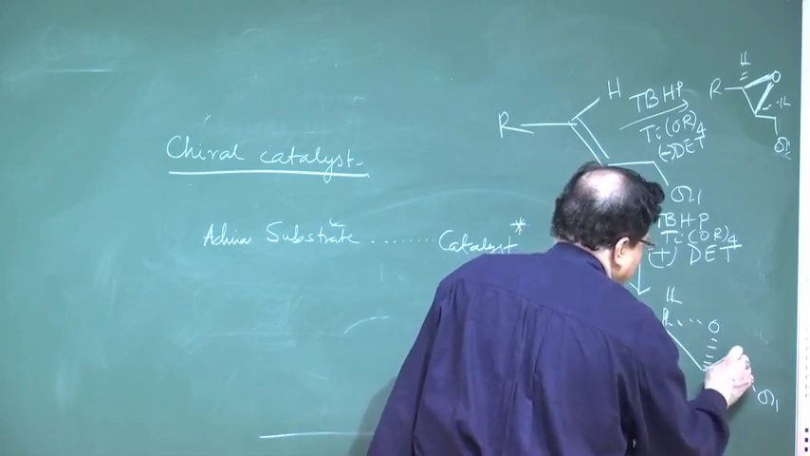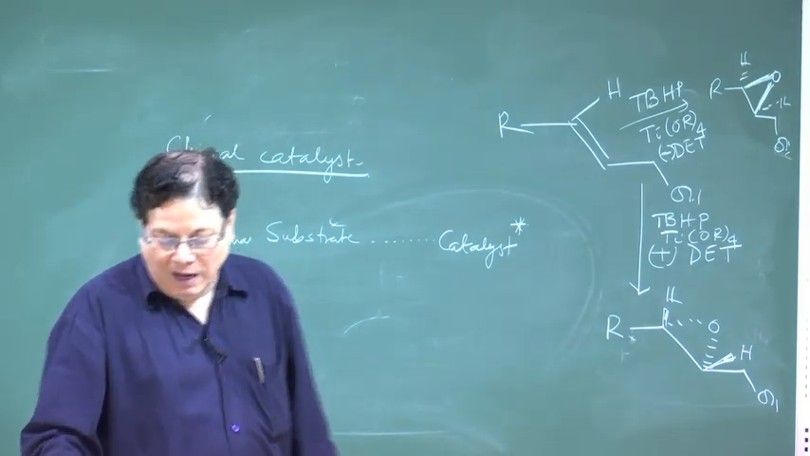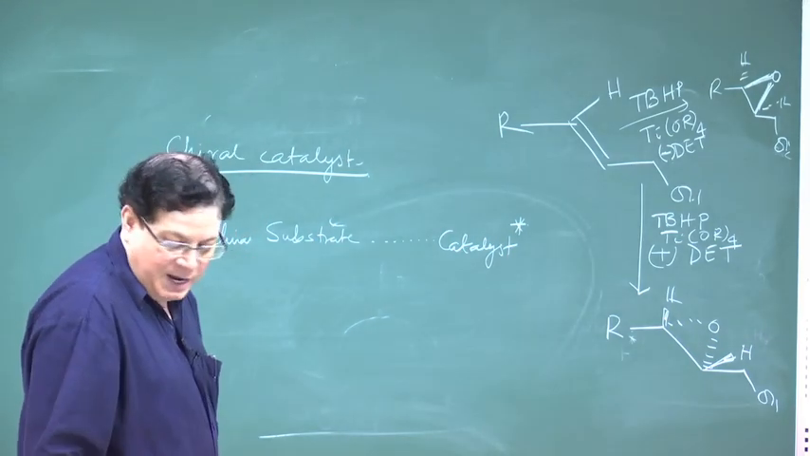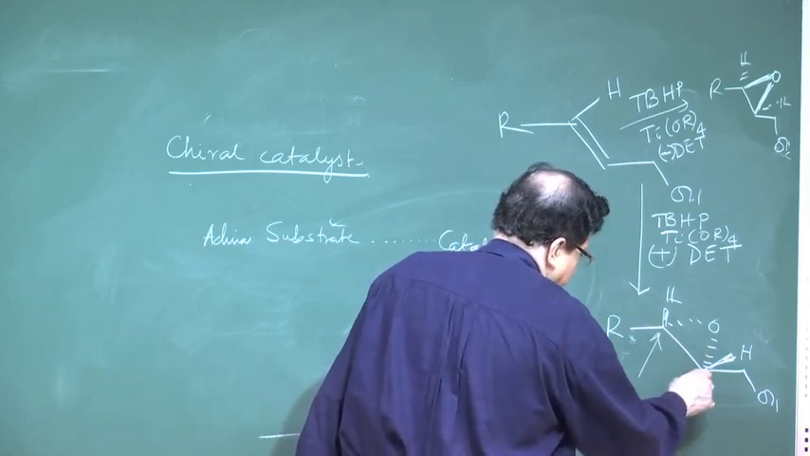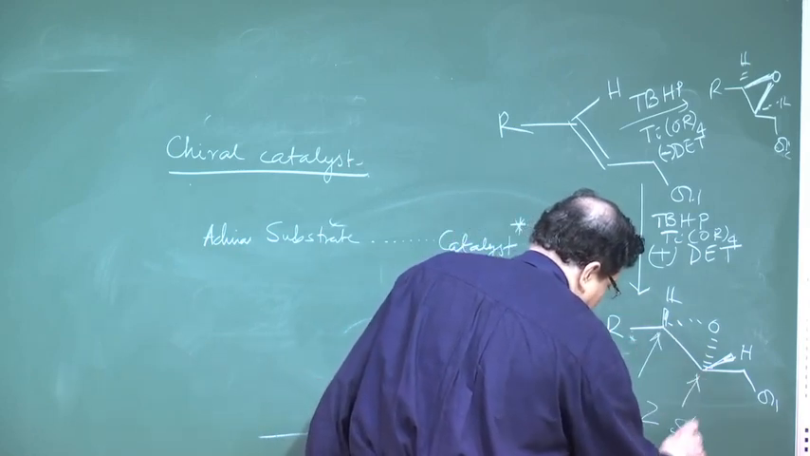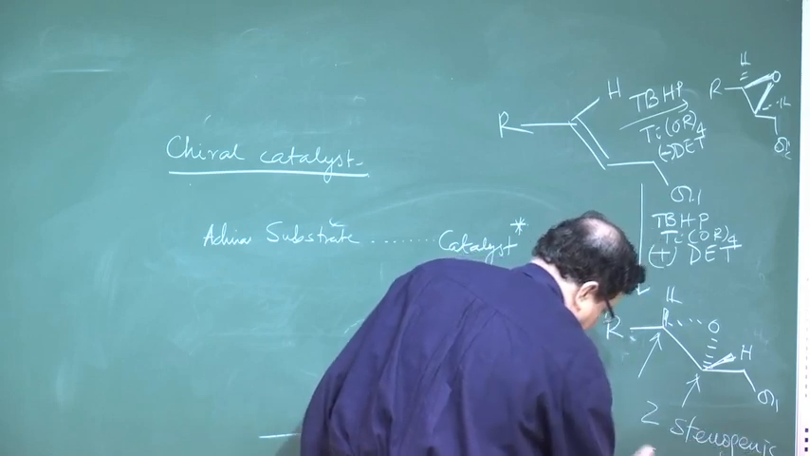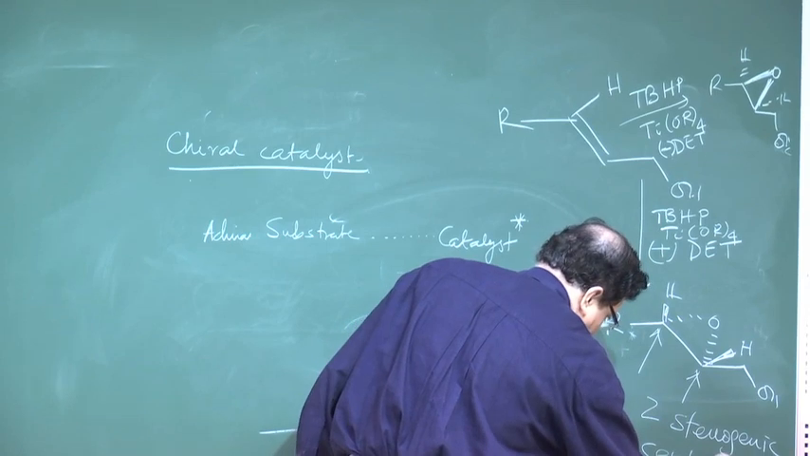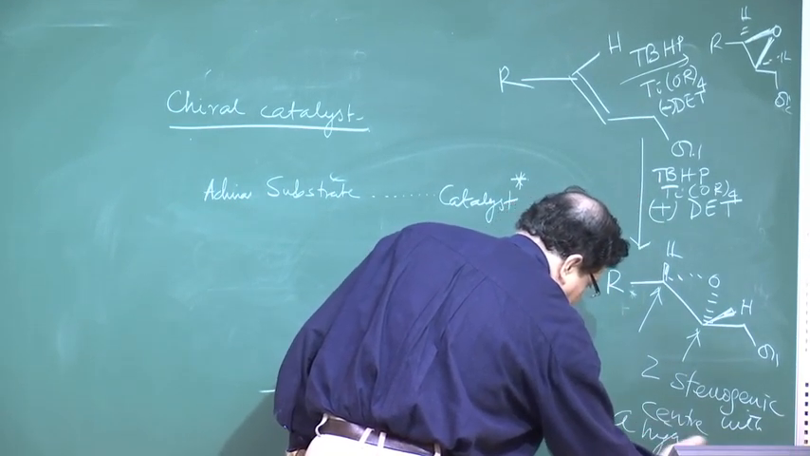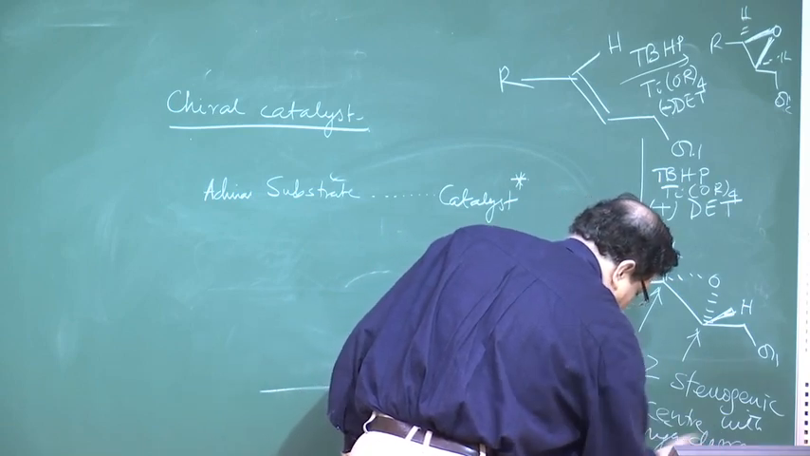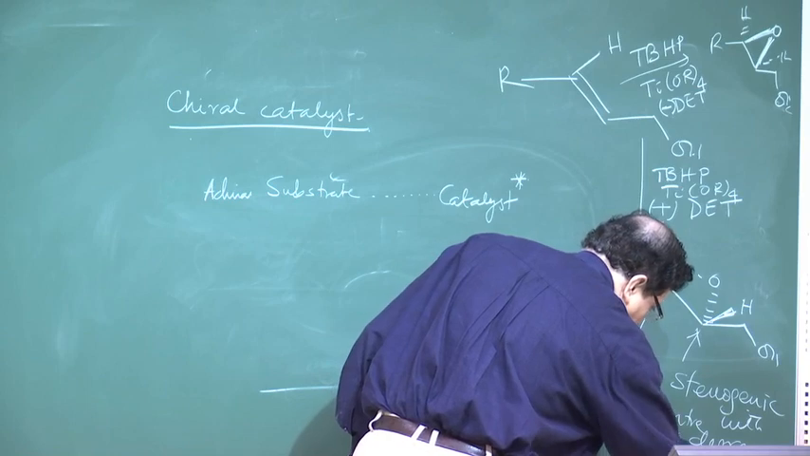This is beautiful in the sense that you get very high enantiomer selectivity, and the other thing, if you have noticed, is that it creates two stereogenic centers at the same time. So, two stereogenic centers with a high degree of asymmetry.